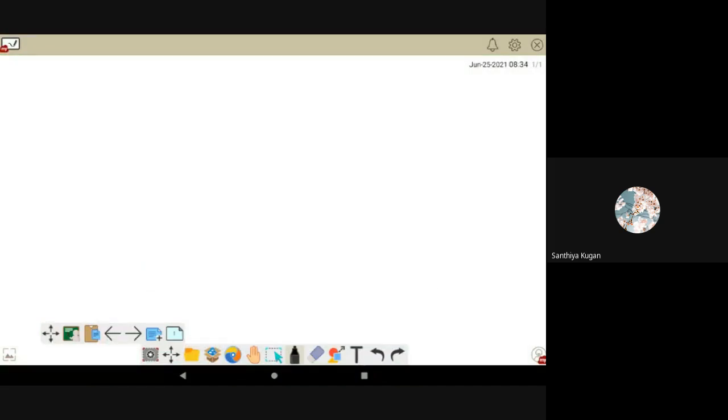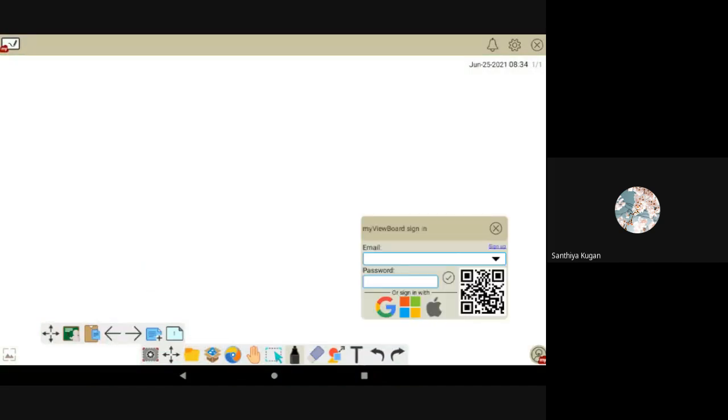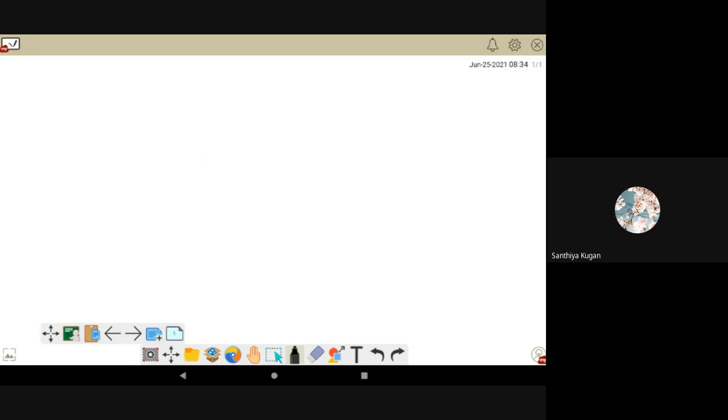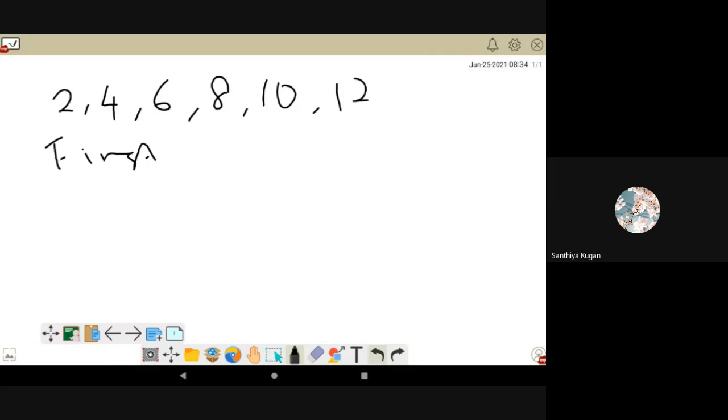So we have Sn. I want to tell about the first terms. So we have 2, 4, 6, 8, 10, 12. First, the sum of the first 3 terms.